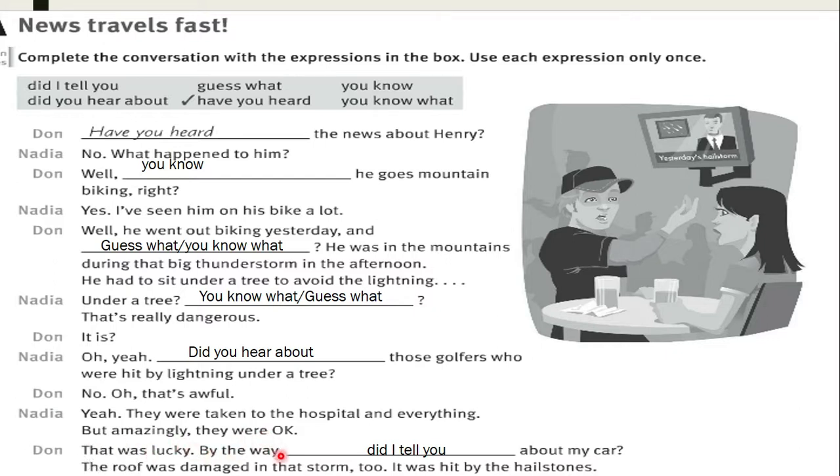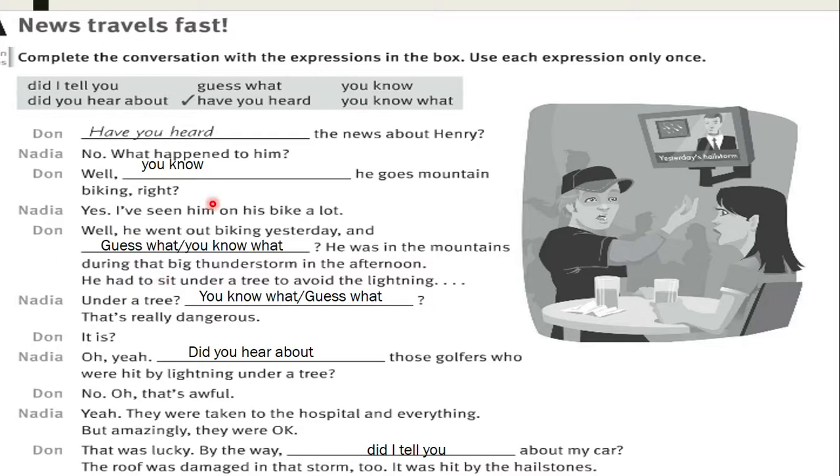By the way, did I tell you about my car? ¿Sí te conté acerca de mi auto? The roof was damaged in that storm too. It was hit by hailstones. O sea, el techo de mi carro fue dañado. ¿Por qué? Porque le golpearon unas hailstones, quiere decir cuando cae el granizo y el granizo es de un tamaño casi de una pelota de golf. Hailstones, that is how they are called, hailstones.